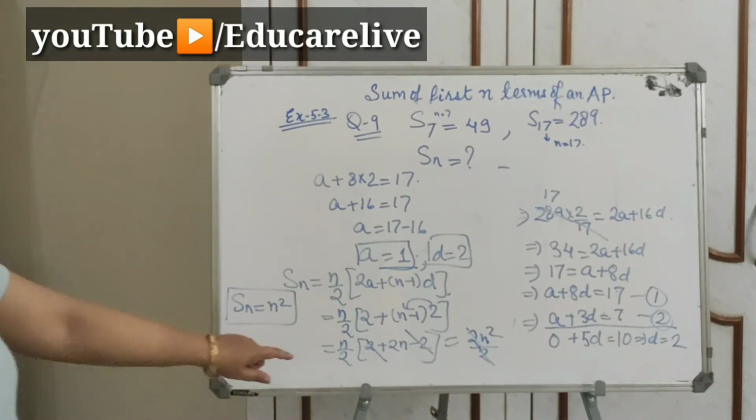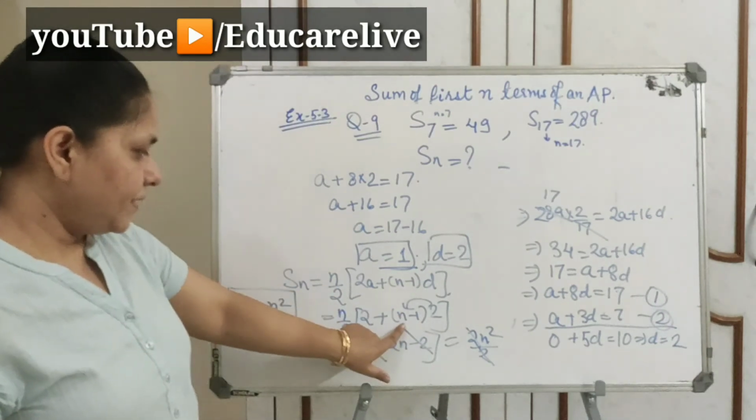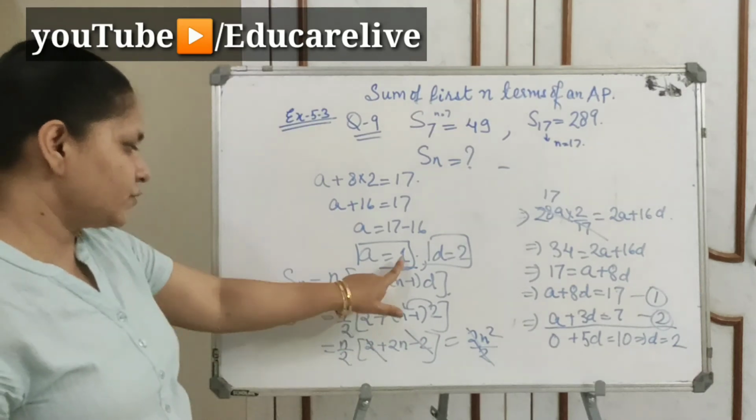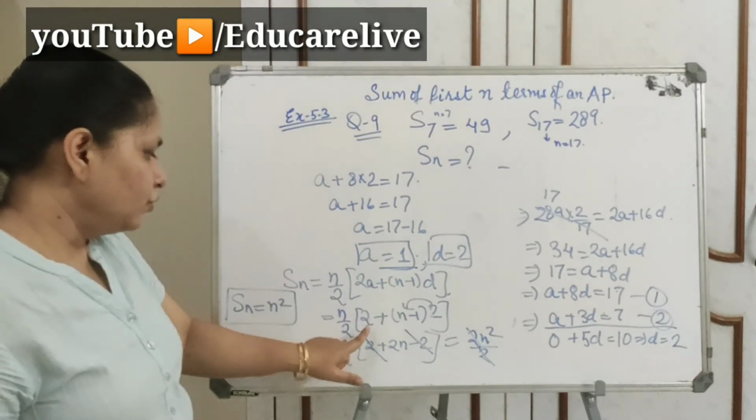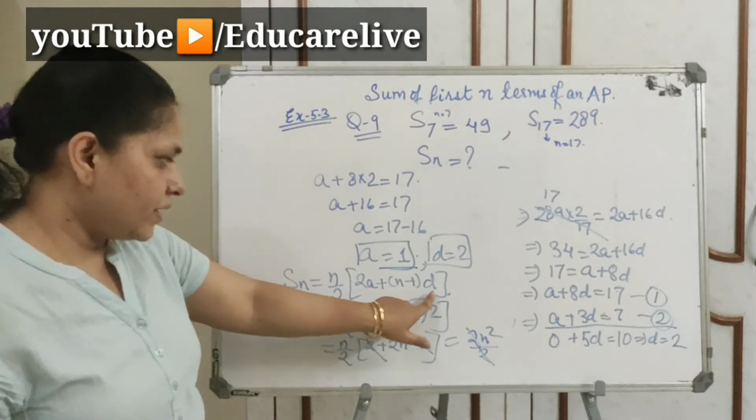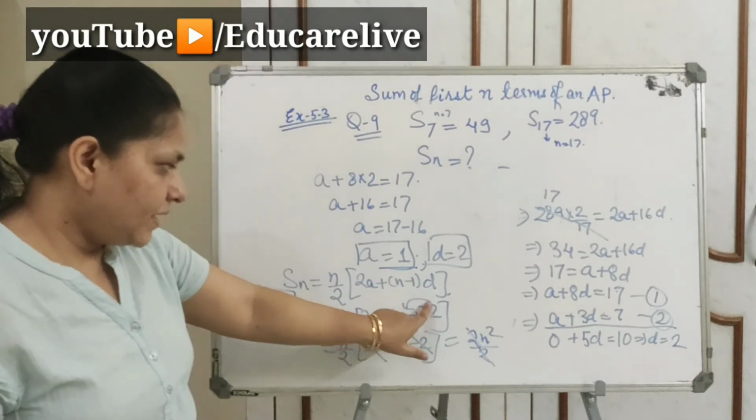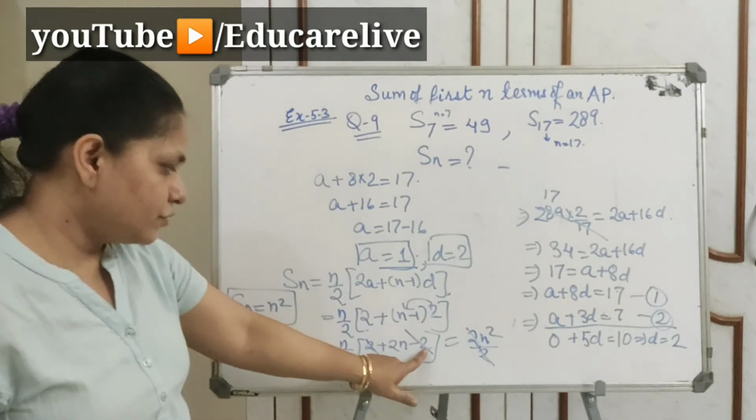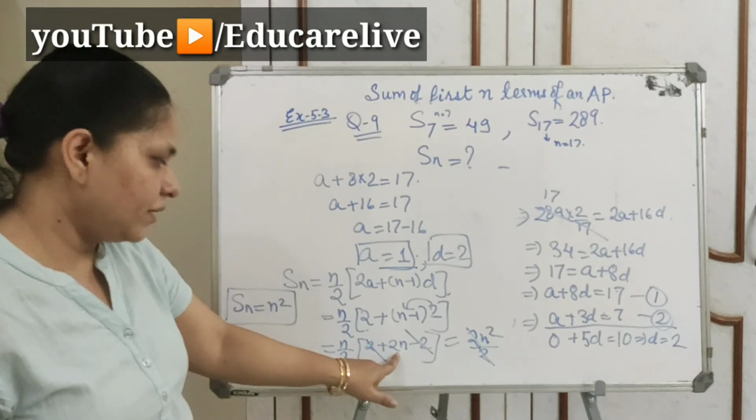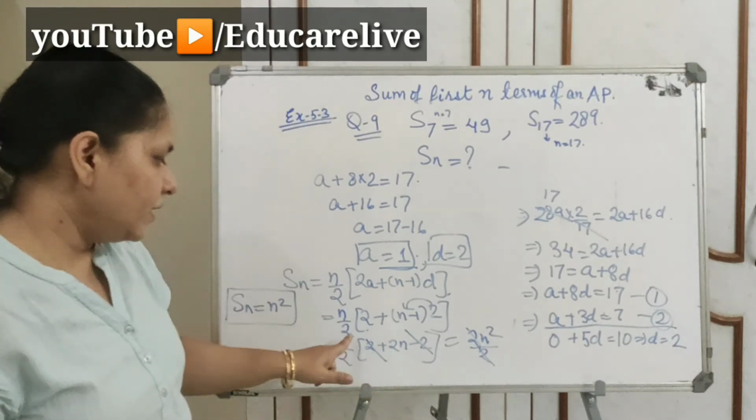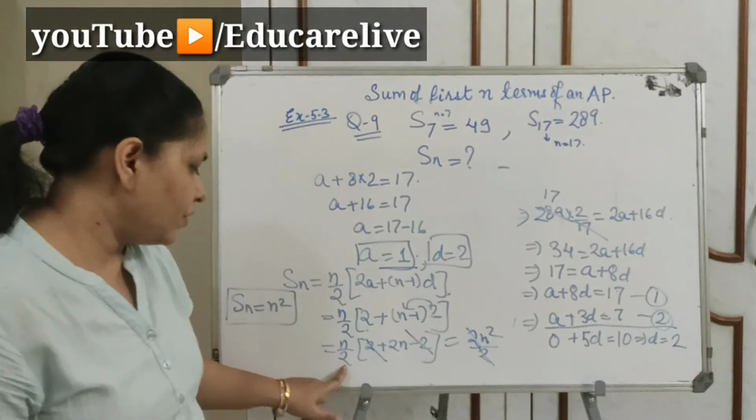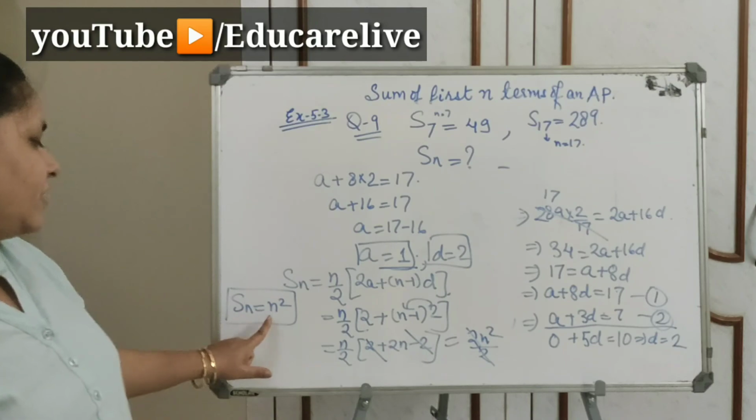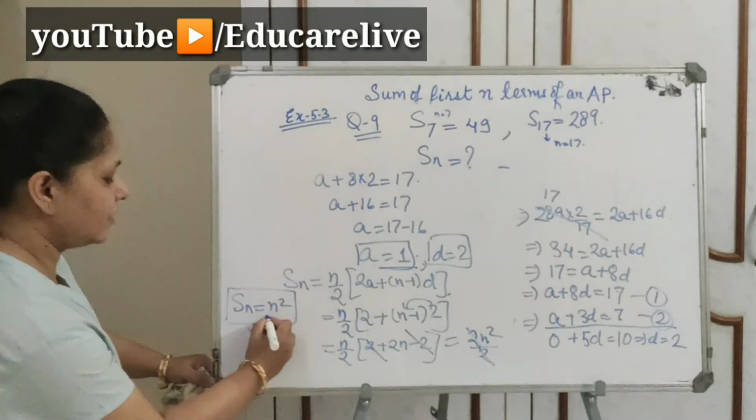Okay, what we did: I have just substituted the value of a as 1. So 2 ones are 2, so this is 2, plus (n minus 1) into 2. Now I am multiplying this 2 with this bracket, so 2n minus 2. 2 minus 2 is 0. I am solving the bracket, so in the bracket now I have 2n. So 2n into n is 2n square, and we have divided by 2. 2 and 2 get cancelled, we get n square. So the sum of n terms is n square, and this is our answer.